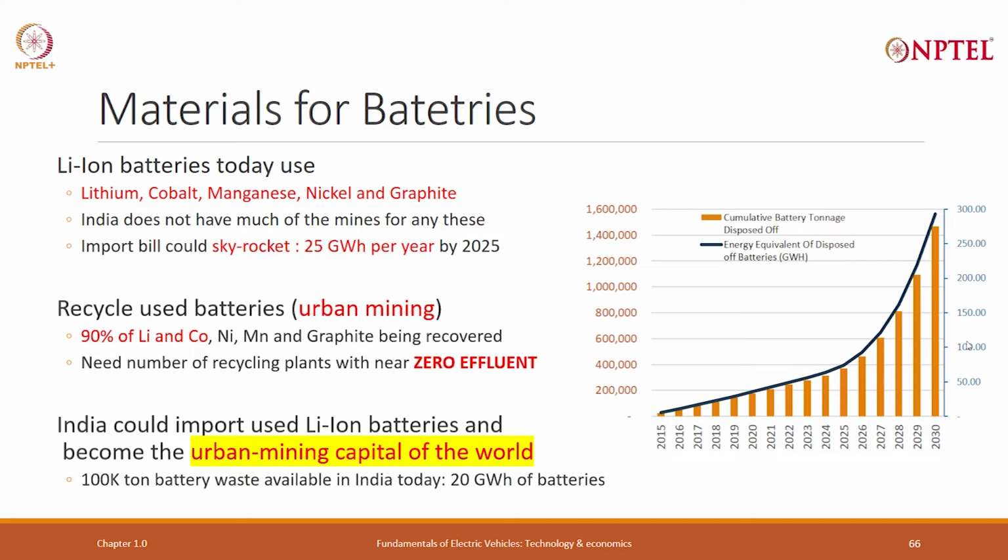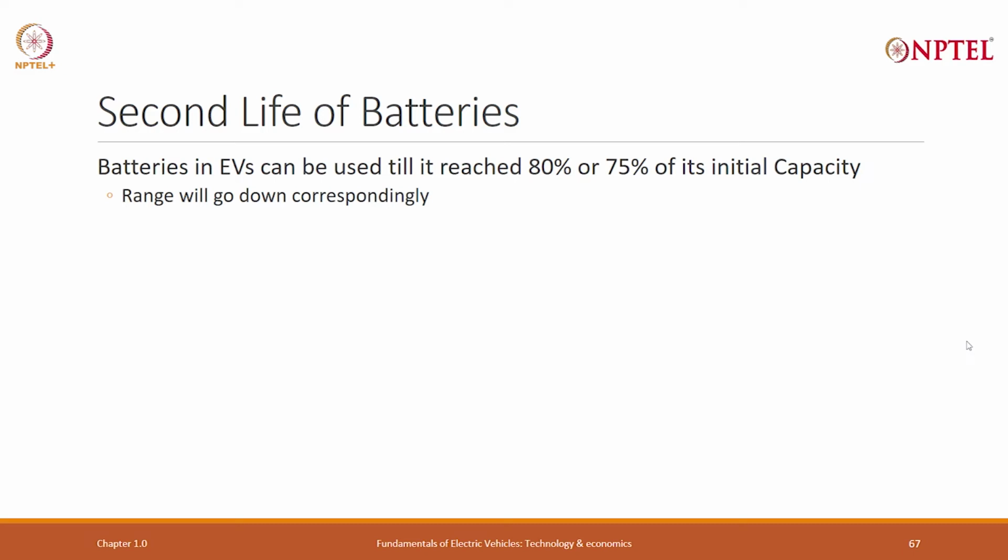100,000 ton of battery waste will be available in India today, which is already 20 gigawatt hour of batteries. This is from cell phone batteries. These are also lithium ion batteries. We are throwing away 300 million cell phone batteries every year. If we recycle, we can make gold out of it. Then we have to worry about second life of batteries.